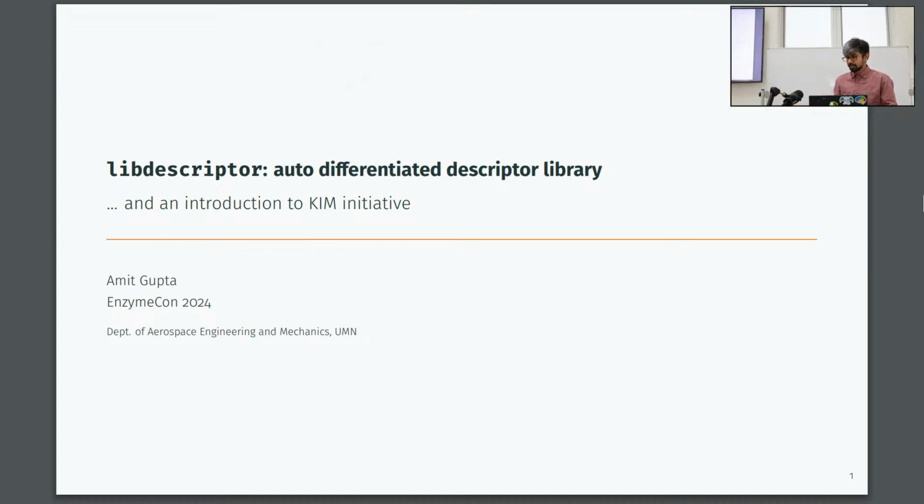Thank you. Hi. So I will be presenting something that we have been trying for the past year. That is a descriptor library that uses automatic differentiation instead of analytical derivatives, and how well it integrates within our system. And I would also like to give a very, very brief intro of what exactly this is used in, that is, what exactly is the KIM initiative that I am part of.